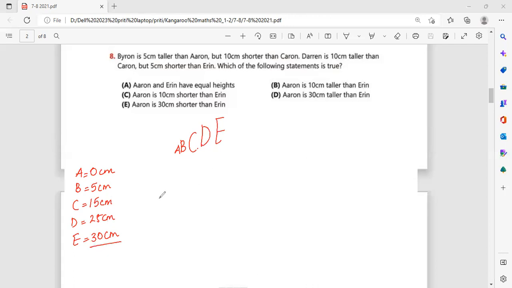Now let's look at the options. Let's say A and E have equal heights. No, that's not the answer. A is 10 centimeters taller than E? A is not 10 centimeters taller. In fact, A is the shortest, so that's not my answer. A is 10 centimeters shorter than E? No, because he is 30 centimeters shorter. And so you have the answer in option number E, that A is 30 centimeters shorter than E.